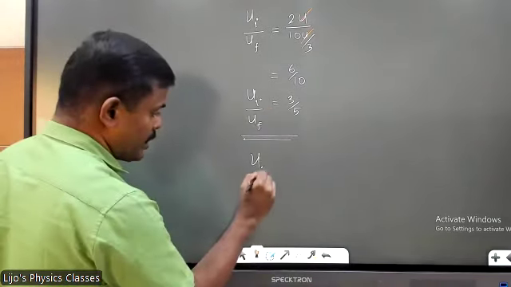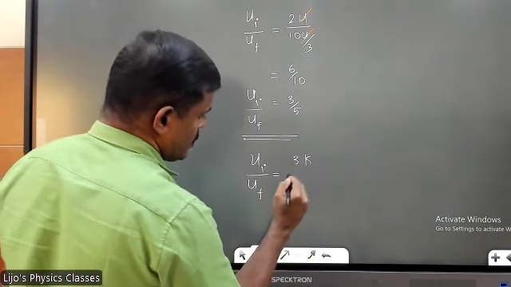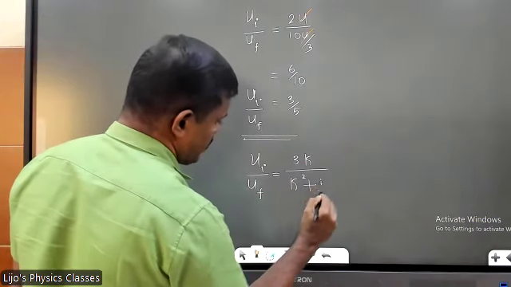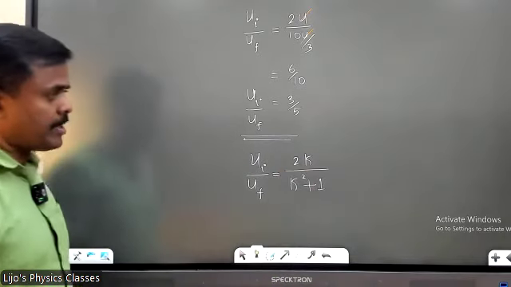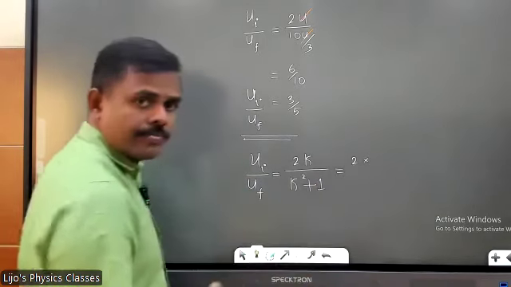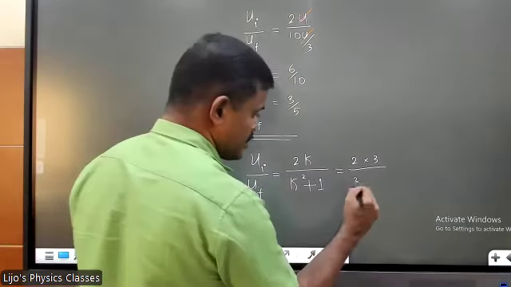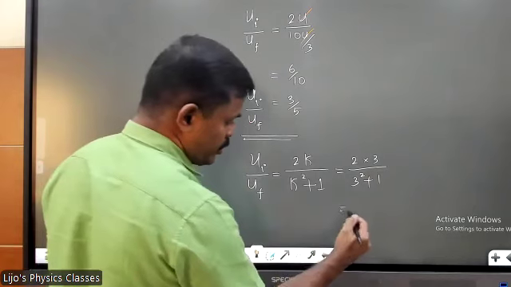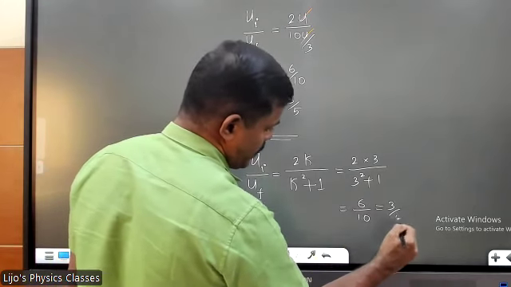Or there is a shortcut to do this. U initial to U final is given by 2K divided by K square plus 1. Let's check if it is correct or not. 2 into K value, dielectric constant is 3, by 3 square plus 1. So 2 into 3 is 6 by 9 plus 1, 10, which is 3 by 5.